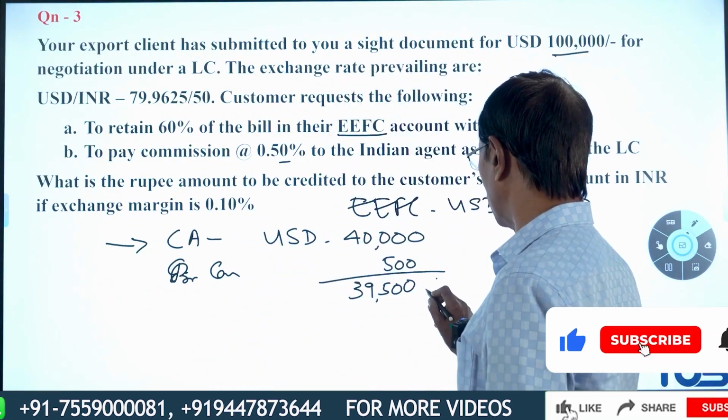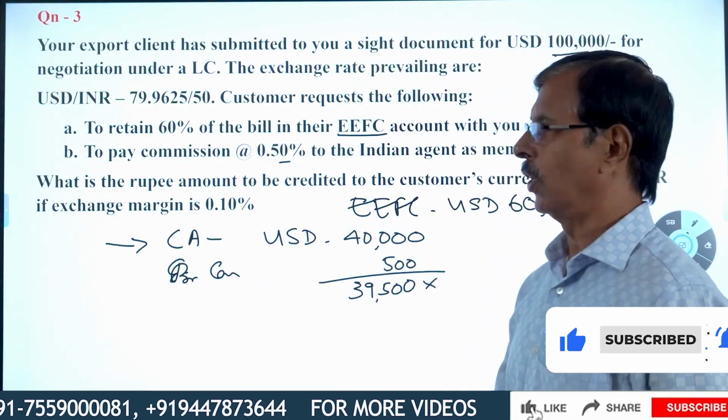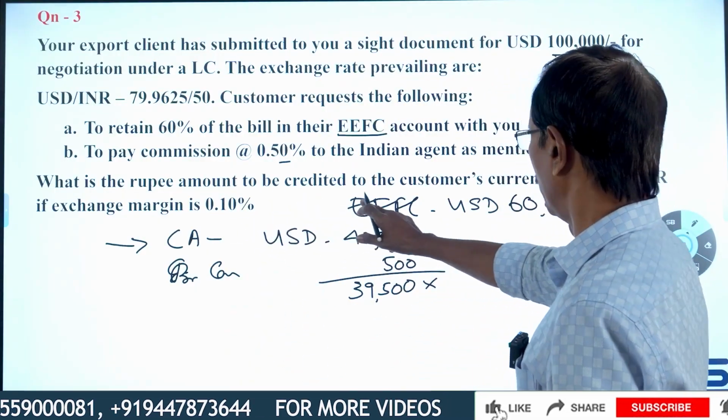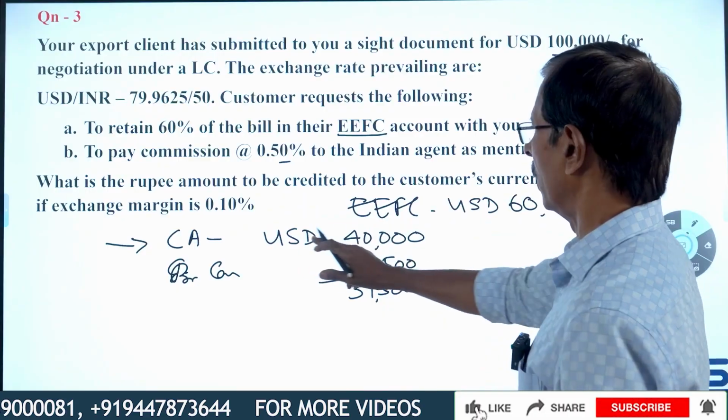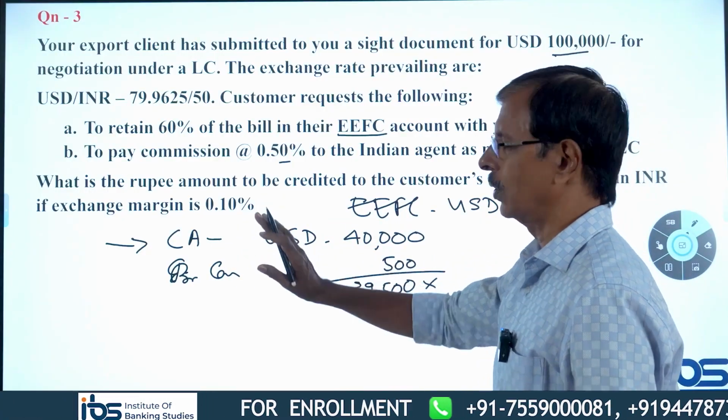So this 39,500 you have to convert to Indian rupee. That's the question. What is the rupee amount you credit to the customer's account in Indian rupee if the exchange margin is 0.1%?